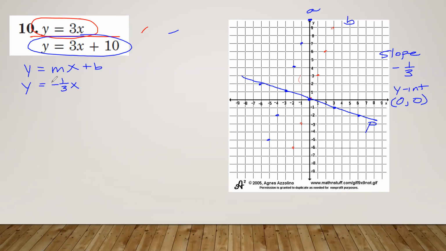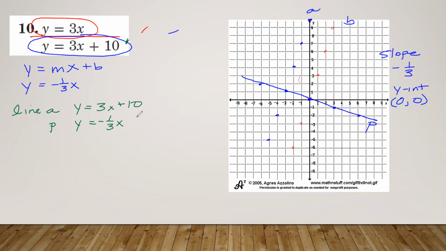So now what I want to do is use systems of equations to determine the intersection of these 2 lines, this line here and then line A, okay? So my equation for line A, which is this one here, is y equals 3x plus 10. And then the equation for line P, the one that I just determined, was negative 1/3 x, just like that, okay?